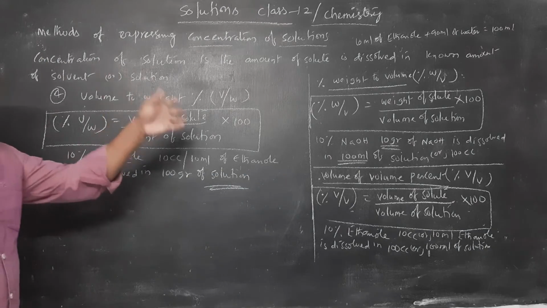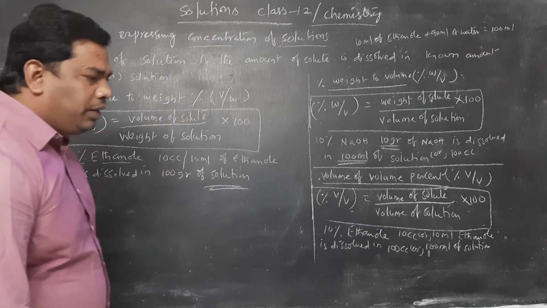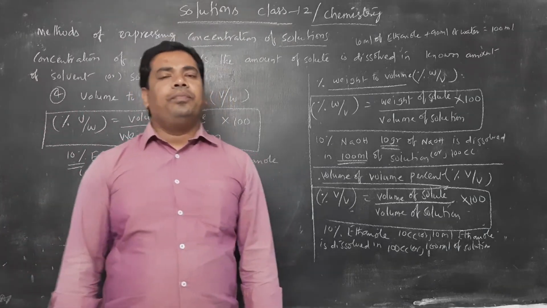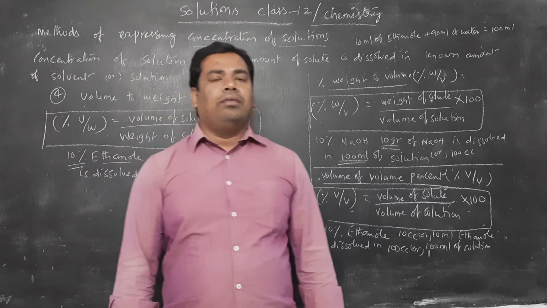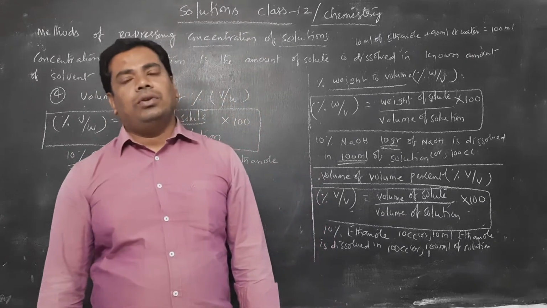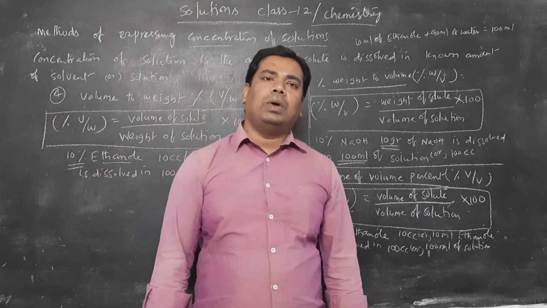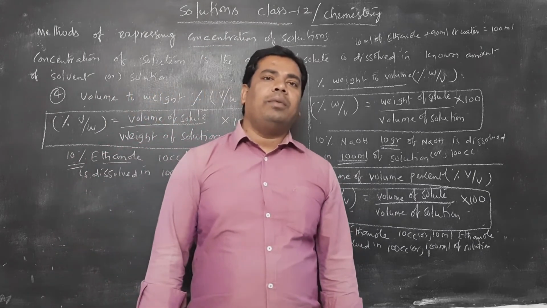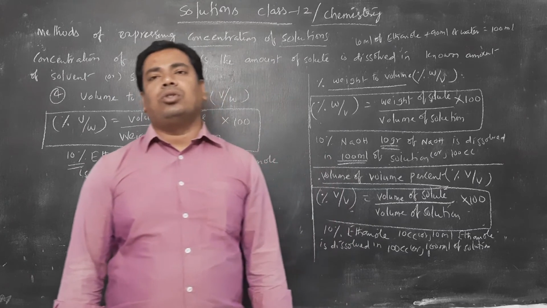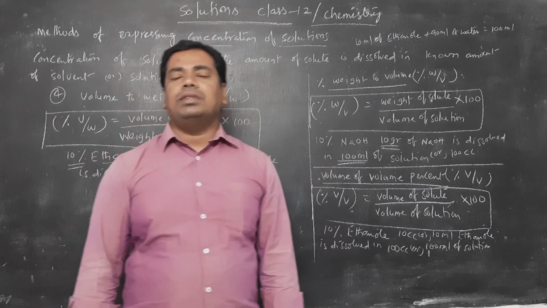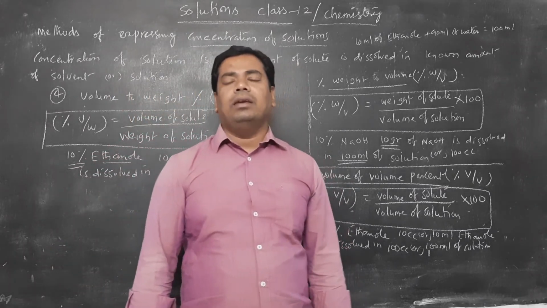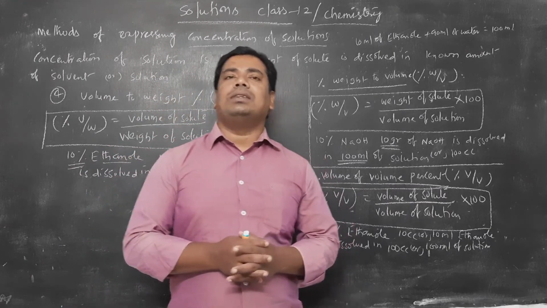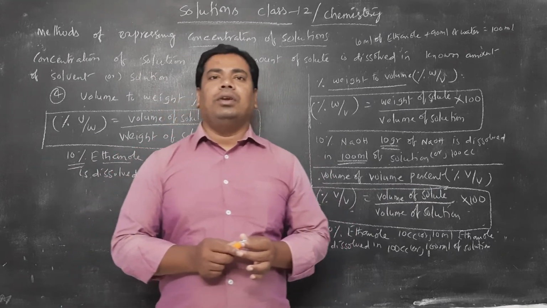Okay. So weight by weight is equal to weight of solute divided by weight of solution into 100. Weight by volume is equal to weight of solute divided by volume of solution into 100. The third one is volume by volume: volume of solute divided by volume of solution into 100. The fourth one is volume by weight, equal to volume of solute divided by weight of solution into 100. Clear? So these four formulas are very important for numericals.